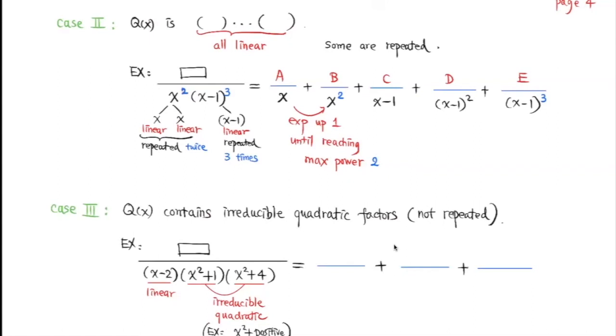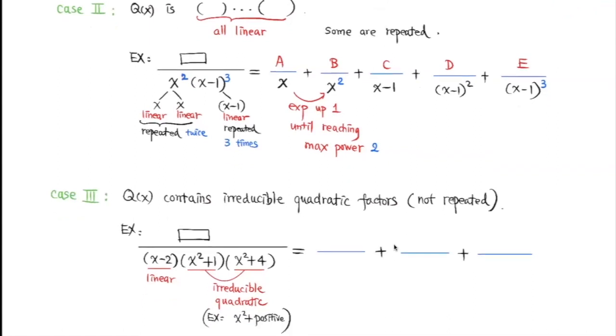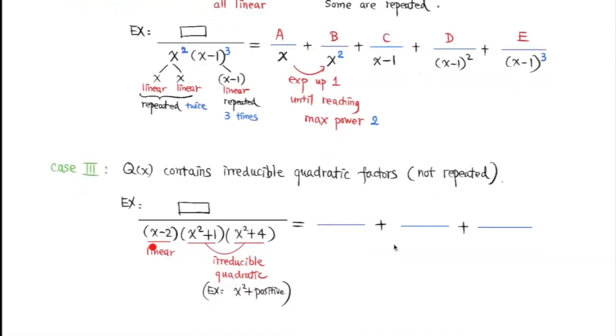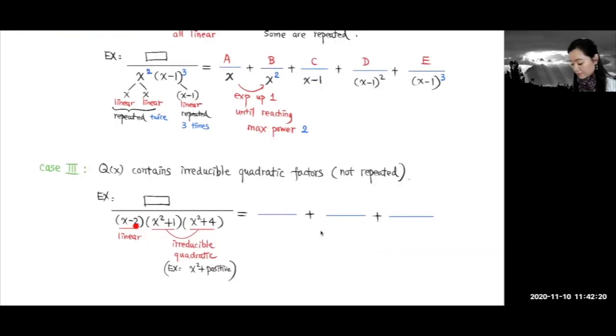Now the third case. When Q of X, the denominator over here, contains irreducible quadratic factors that are not repeated. Like over here, you have a linear factor and these two are irreducible quadratics, and they're distinct. They're not the same. They're not repeated. There's no square over here or here.